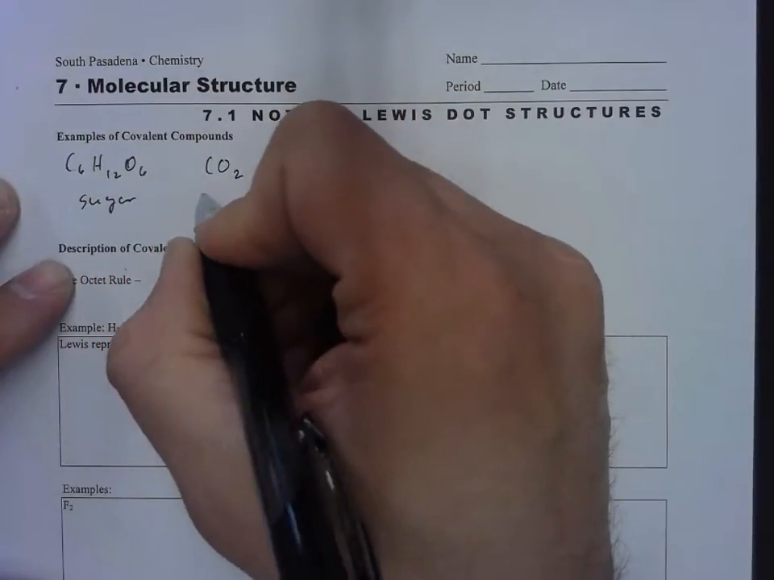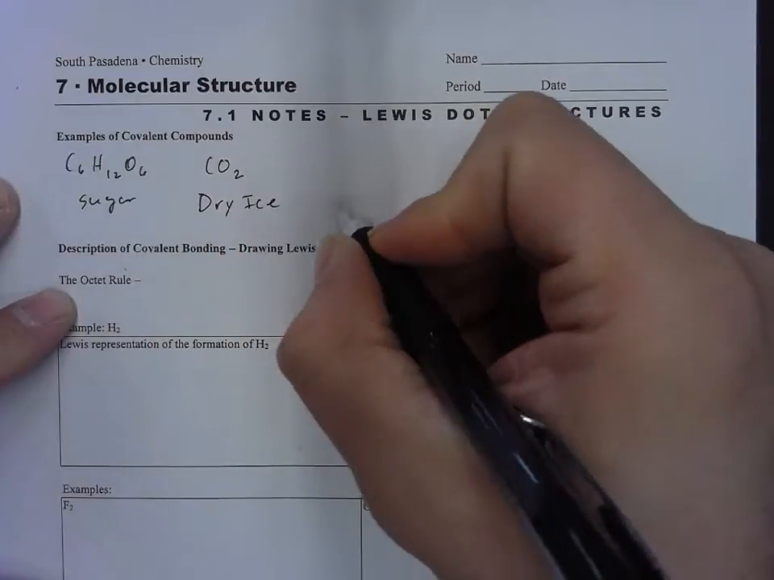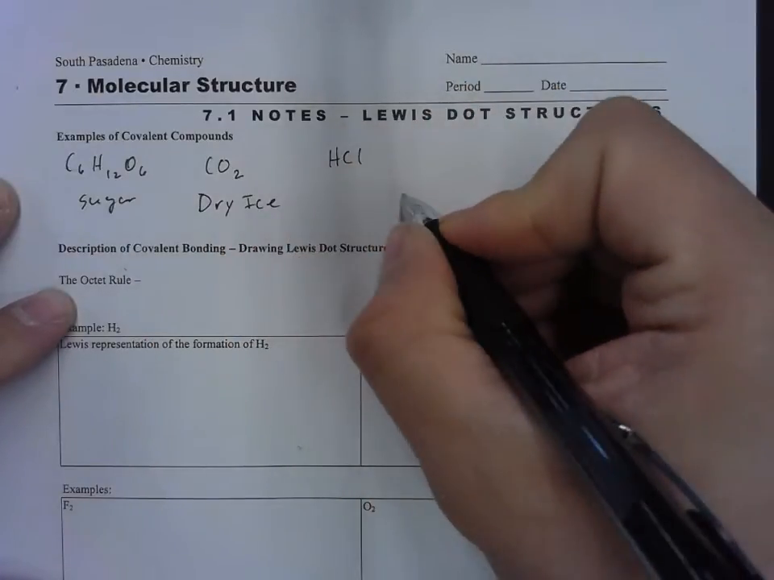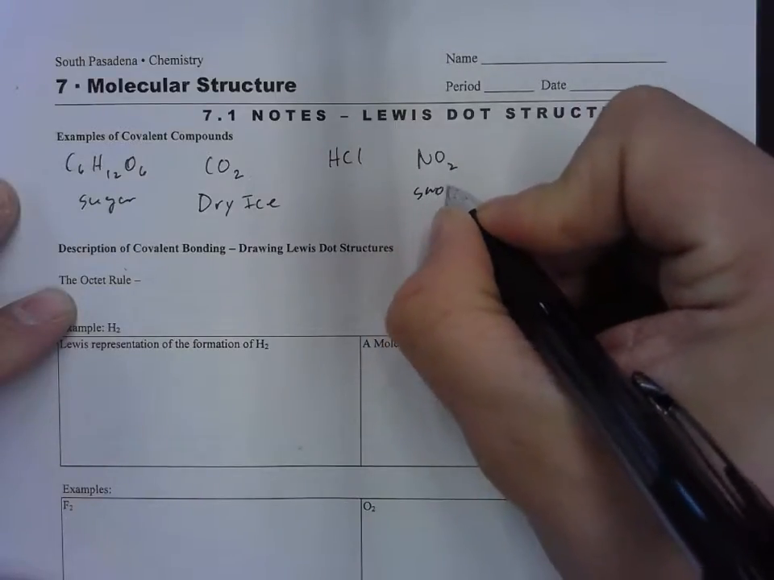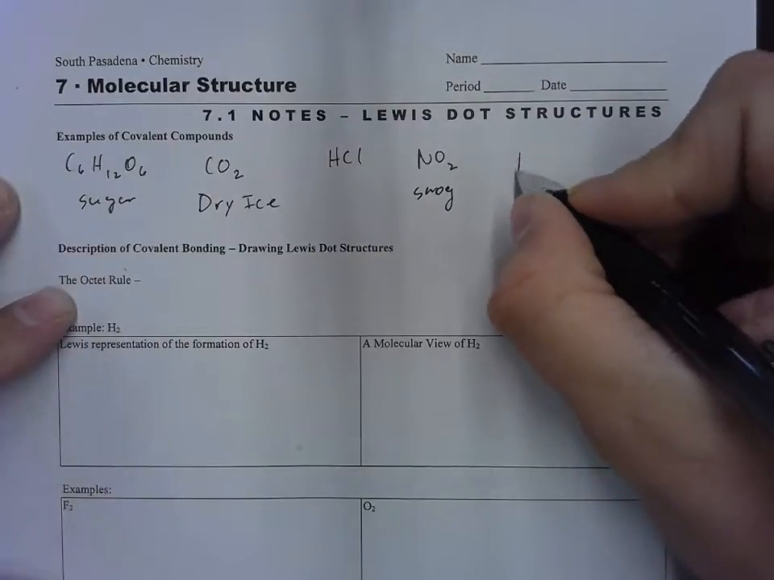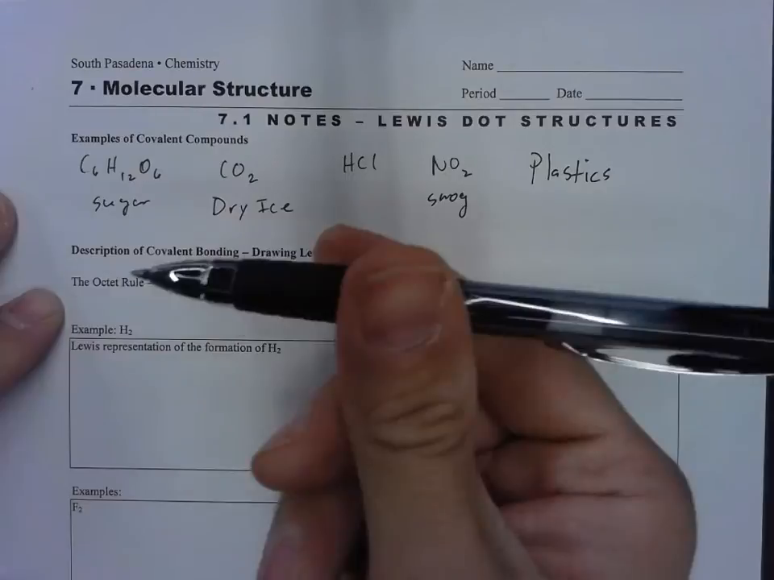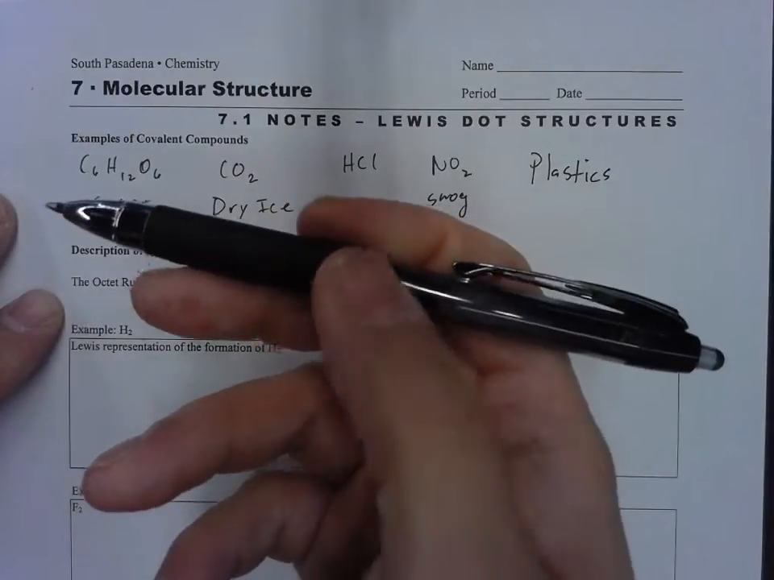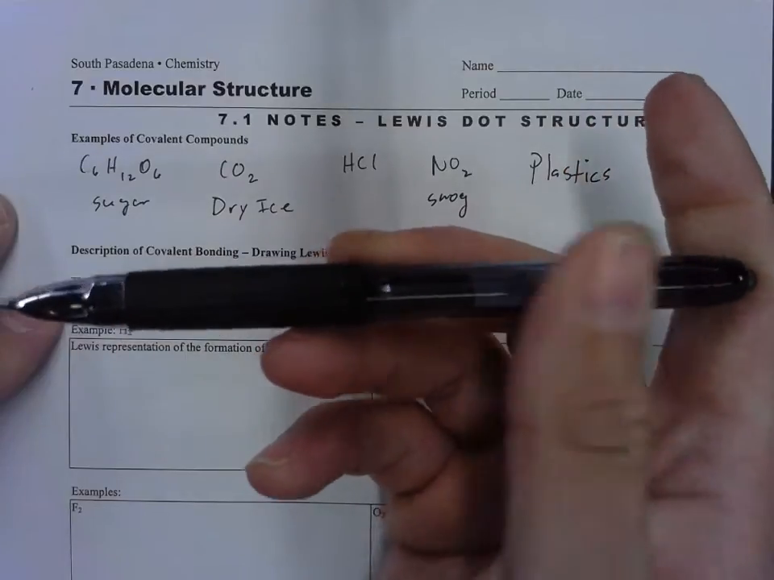CO2, we're breathing it out right now, but in solid form, it's dry ice. HCl, hydrochloric acid, NO2, which is smog. What else? All plastics. All plastics are covalent compounds. Okay, these are nonmetals. All the plastic part of it, at least, are nonmetals bonded together covalently.